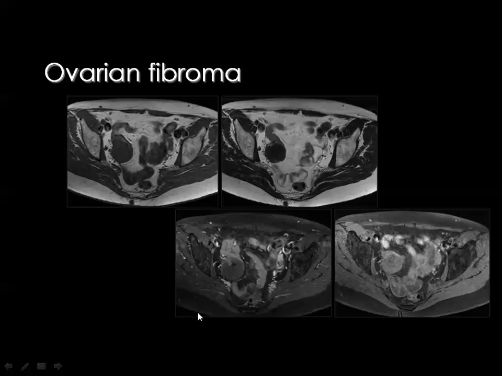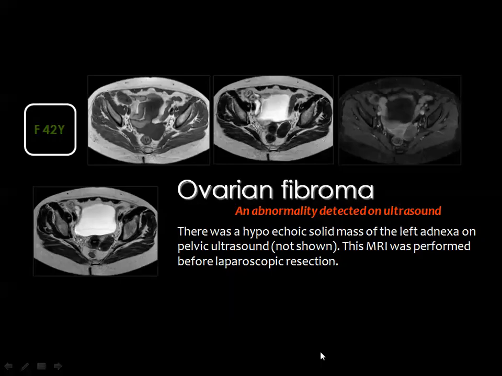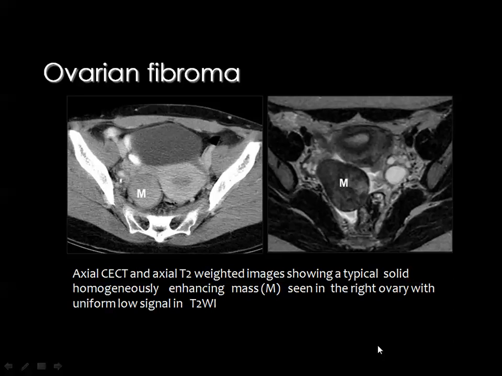This is an example of ovarian fibroma by MRI, T1 weighted image, and T2 weighted image, and T1 post contrast. You see the dark signal of the tumor in the T1 and in the T2 weighted images, and it shows some contrast enhancement after injection of gadolinium. And this is another example, and you see a left ovarian mass which is of dark signal in the T1 and T2 weighted images with some faint post-contrast enhancement.